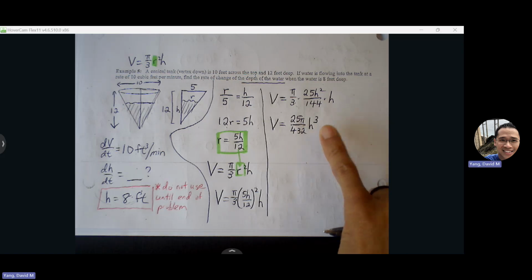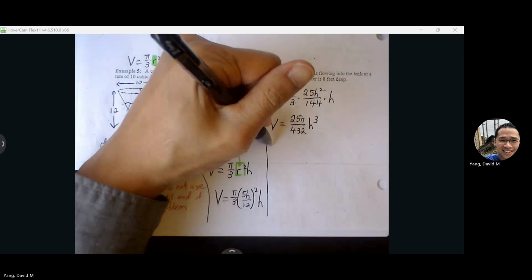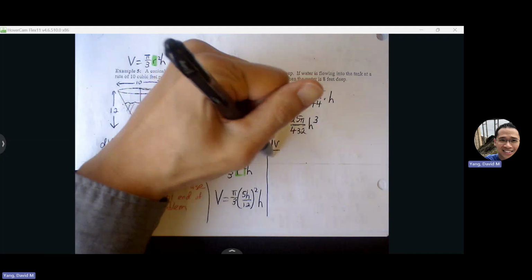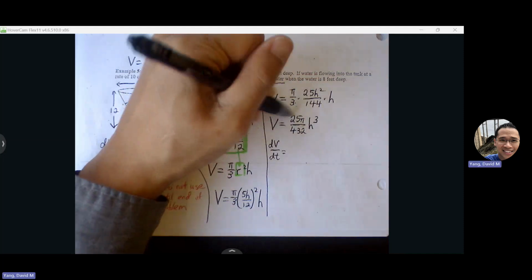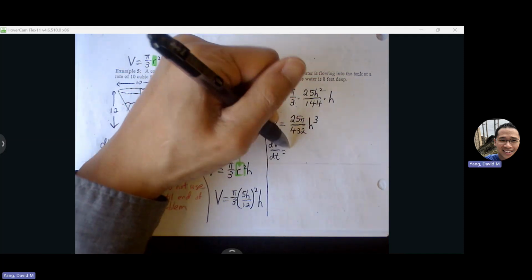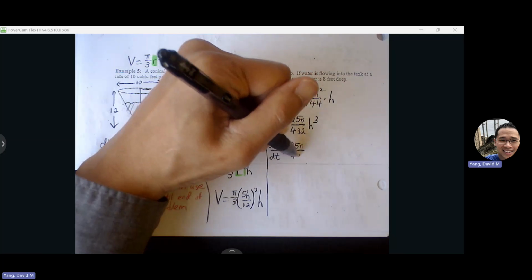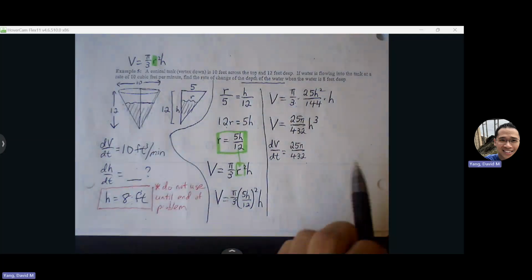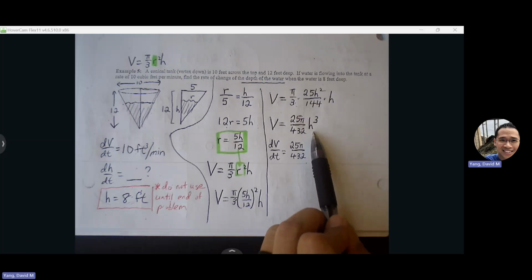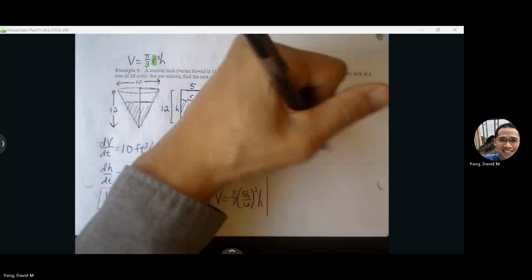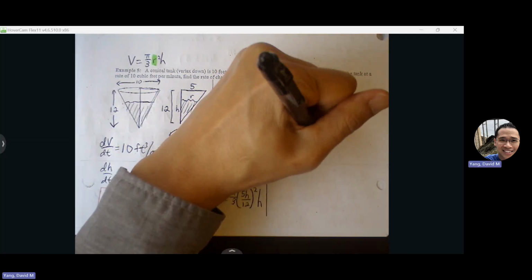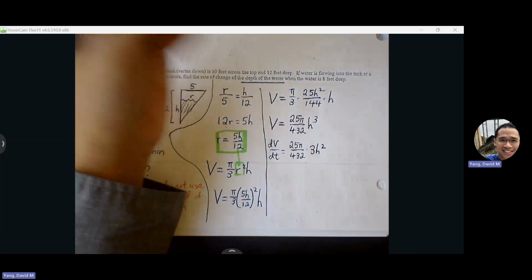All right, so now let's find the derivative. Okay, so V becomes what? Yeah, dV over dt. Anything happen to this? No, it stays, right? That coefficient stays. So 25 pi over 432. The only derivative we have to worry about is this h cubed. H cubed becomes what? 3h squared. Now we're asking for h's derivative, so dh dt.